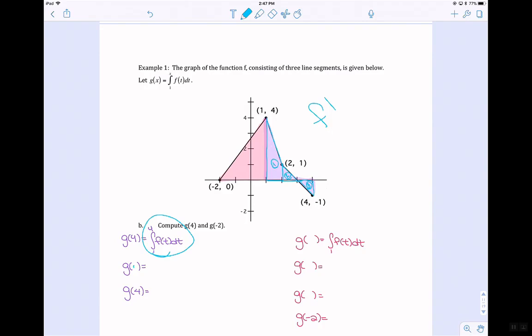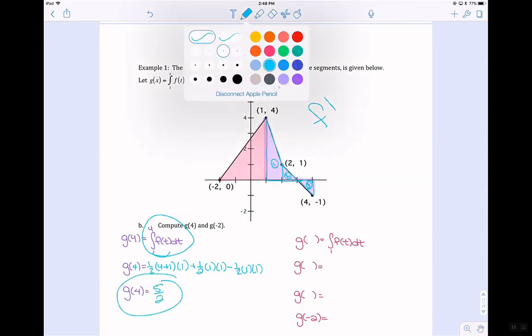So g of 4 is equal to 1/2 trapezoid, 4 plus 1 times 1, plus my triangle, 1/2 base times height, so 1/2 times 1 times 1. And then anything that's below the x-axis is defined as negative area, so this is negative 1/2 base times height. And so g of 4 is going to be 5/2. Okay?